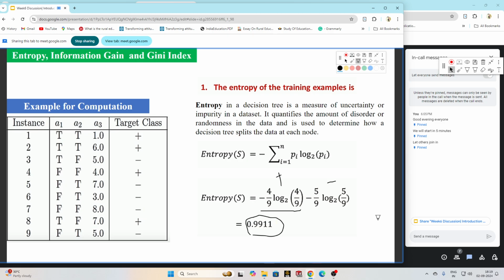Any doubt? Yes, sir, one doubt. How do we calculate log to the base 2 using a calculator? You can calculate log base 2 if you have a scientific calculator, where you can put the base. Otherwise it is log base 10 or log base e, whatever. So let's say we have to find out log base 2 of a. Okay, let me erase it.